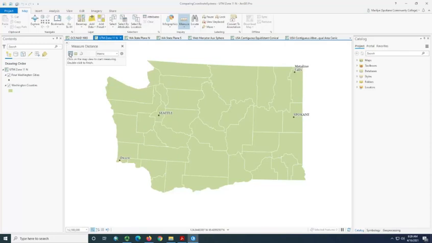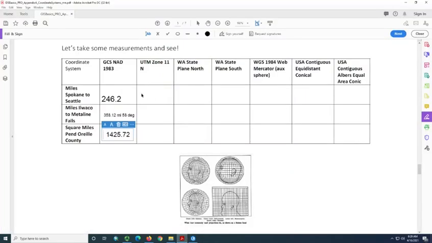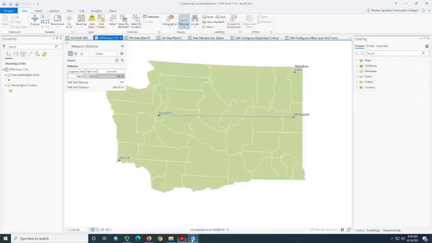UTMs here. So we're going to do that, we're looking at miles between Seattle and double click on Spokane. Looks like 246.3. 246.3. And then let's look at the miles from Ilwaco to Medellin Falls. That's going to be, boom, up to here, double click.